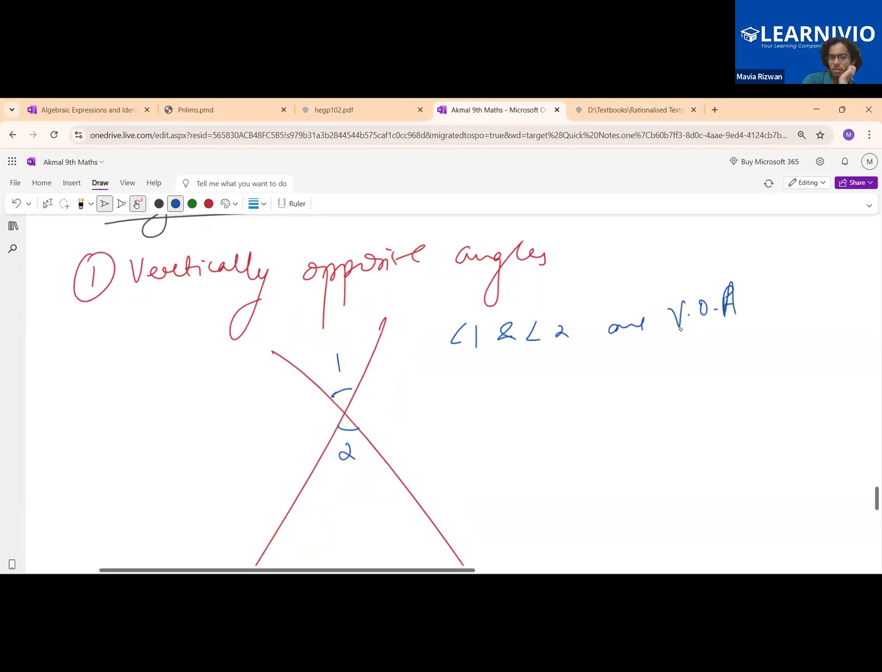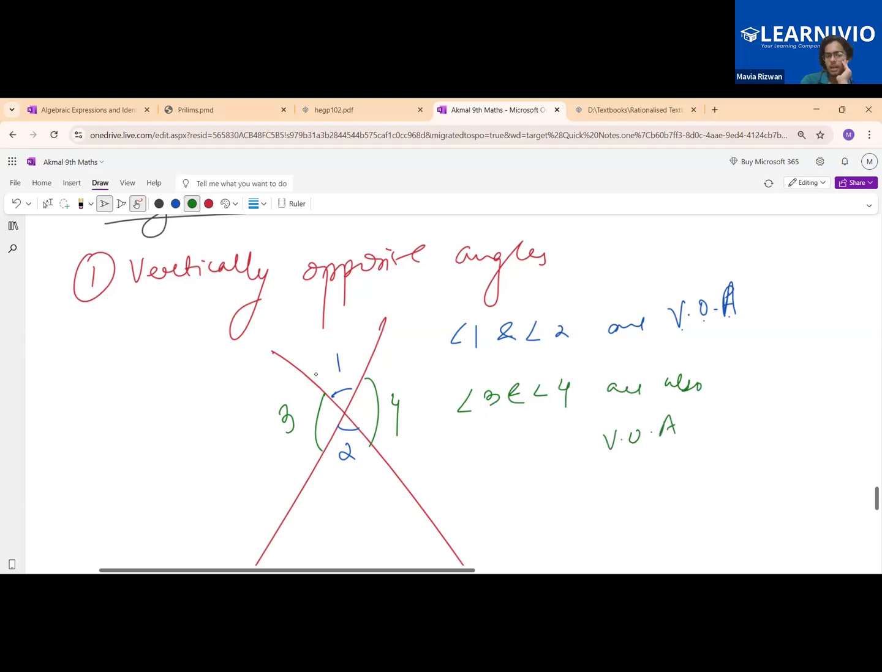Akmal, VOA means vertically opposite angles. You write the full form. I'm writing in short form. Every time, write the full form. Don't write VOA. Okay, sir. And angle 3 and angle 4 are also vertically opposite angles. Is this clear? First of all, what are vertically opposite angles?